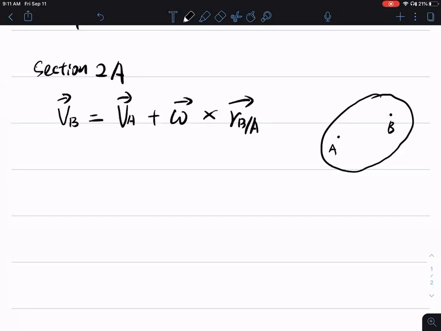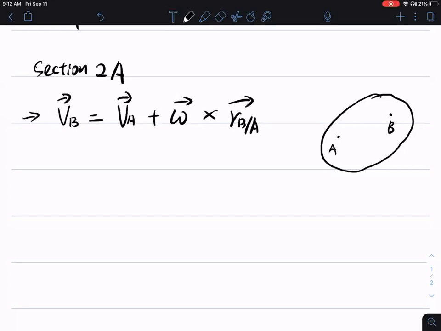And in order to apply the first equation, the 2 points A and B inside the equation must be on the same rigid body. Same rigid body. If this board is another rigid body C, I cannot use that equation to build a link between VC equals VA plus omega cross R something slash something. The 2 points must be on the same rigid body.